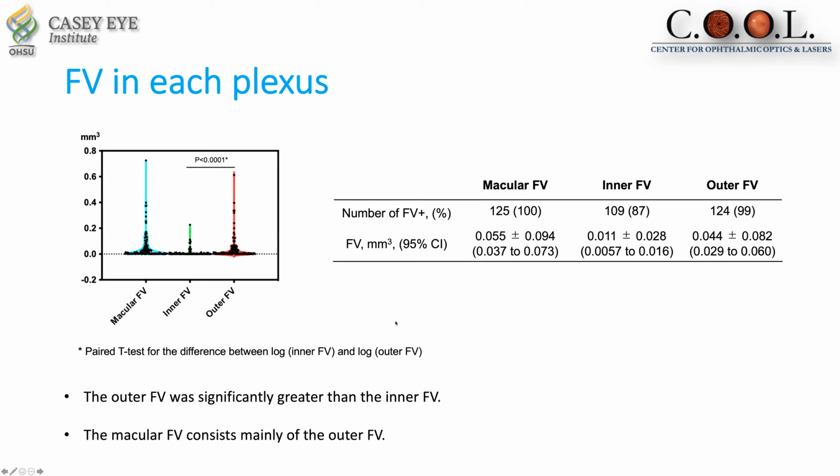So these are the results of fluid volume in each plexus and the total macular fluid volume, which was the sum of inner fluid volume and outer fluid volume. As you can see in the left graph, the outer fluid volume was significantly greater than the inner fluid volume. If you look at the table on the right that shows the mean value of fluid volumes, we can see that about 80% of macular fluid volume is made up of outer fluid volume.